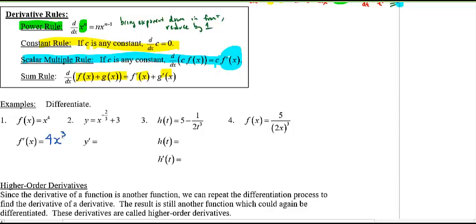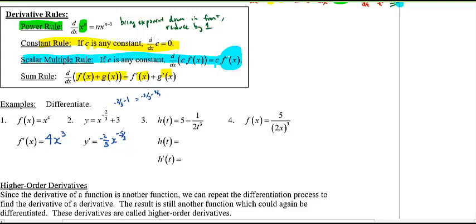Number 2, x to the negative 2/3. Don't worry about that. So bring the exponent down to the front and reduce it by 1. Be careful. Negative 2/3 minus 1. That's the same thing as negative 2/3 minus 3 over 3. So negative 5 over 3.